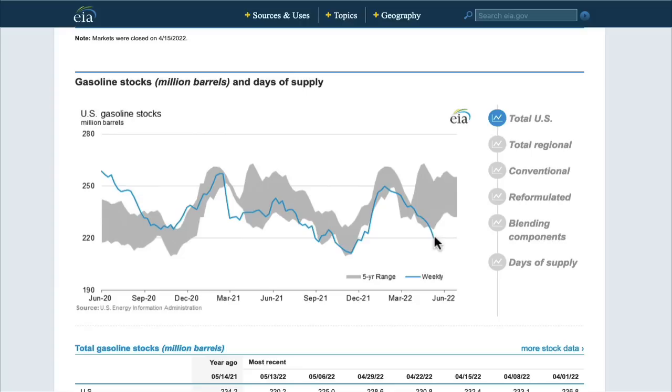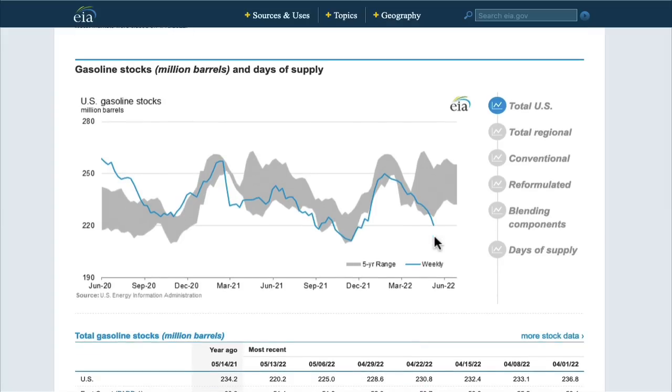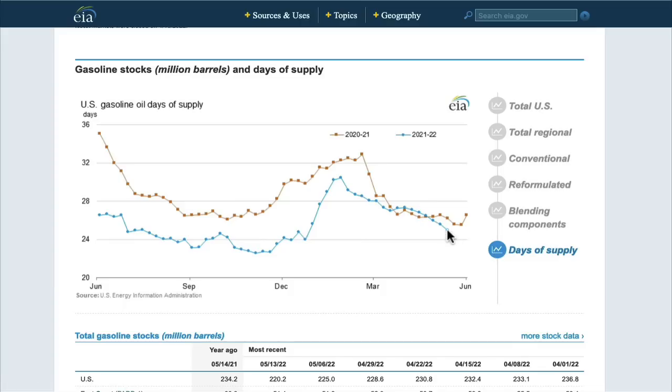So if you are bullish on gasoline and you don't want to play it with a proxy using oil, you can actually play gasoline either with RBOB futures, which are super expensive and can be dangerous, or you could just use the UGA ETF. Days of supply: here we are versus last year. We're under last year, and it's just been going straight down, around 25 days of supply.